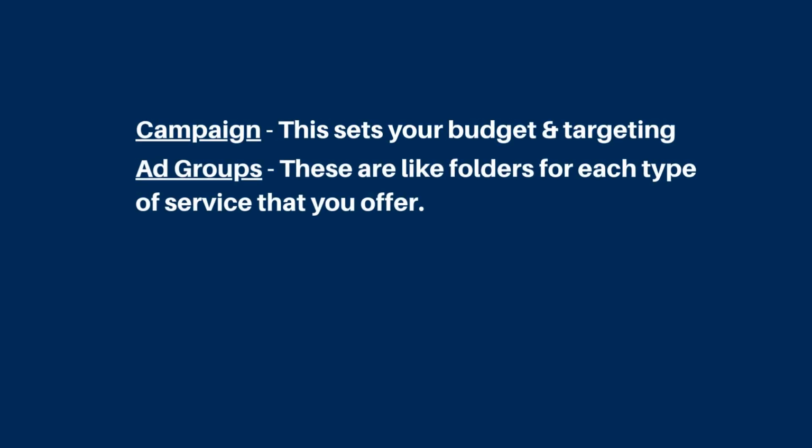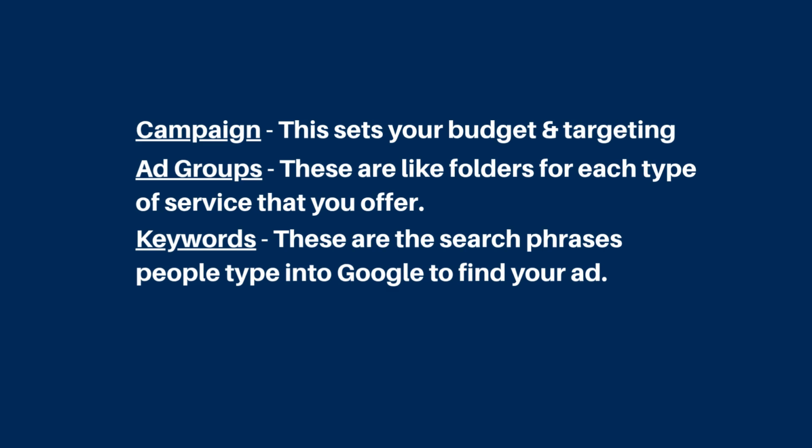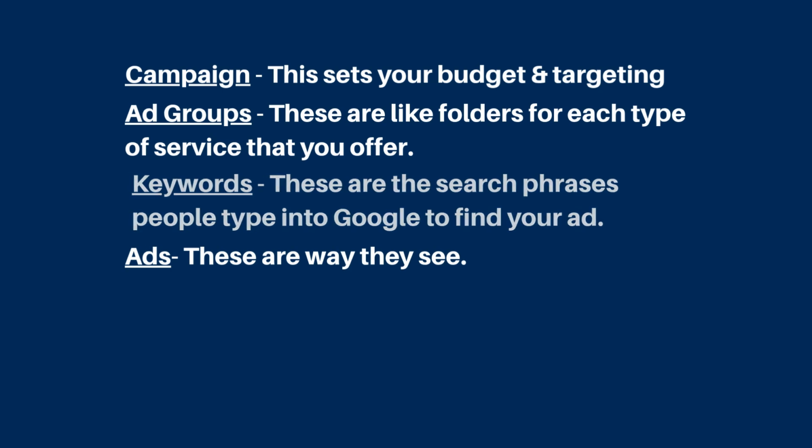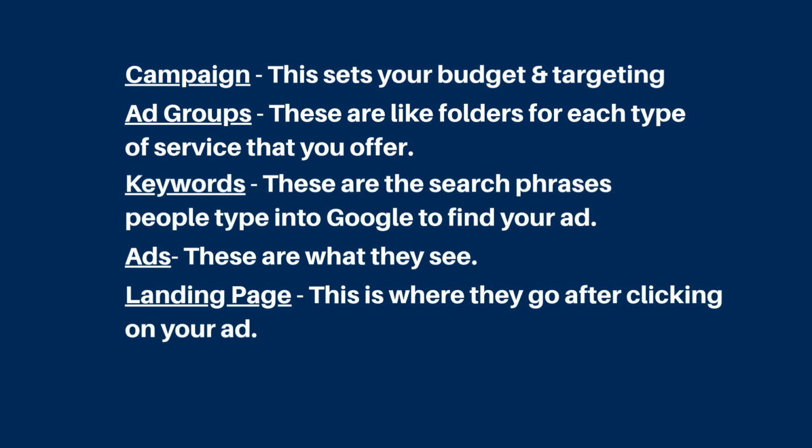Google Ads have a very simple structure. You have the campaign. This sets your budget and targeting. You have ad groups. These are like folders for each type of service you offer. Then you have keywords. These are the search phrases people type into Google to find your ad. And then you have ads. This is what they see. And these ads lead to landing pages. This is where they go after clicking on your ad.